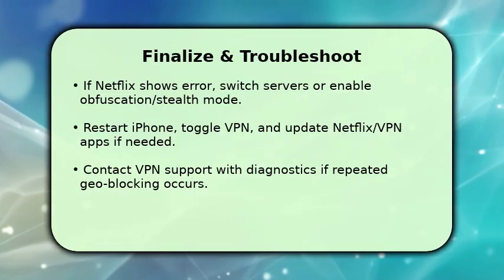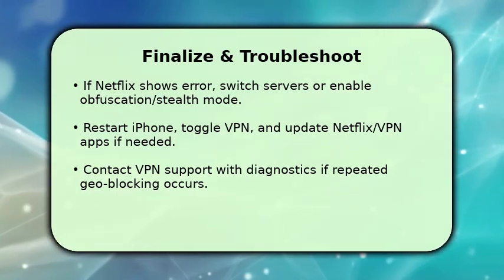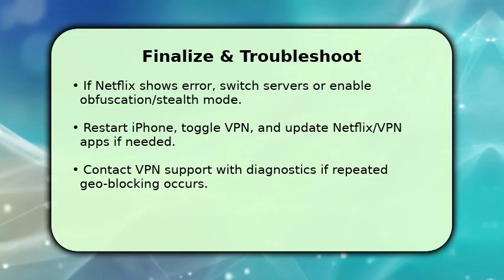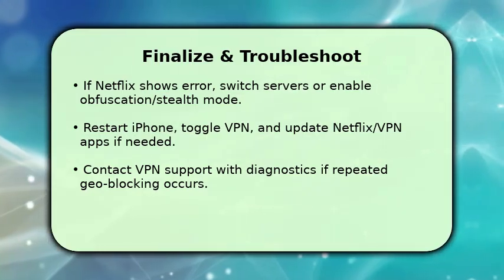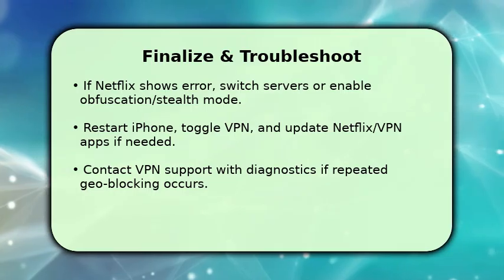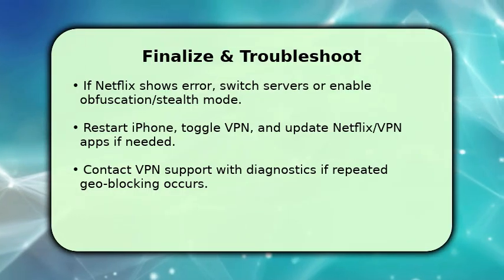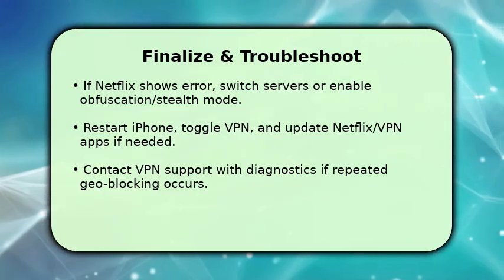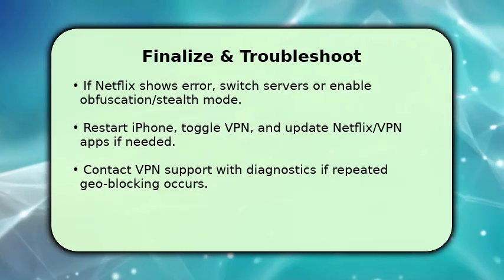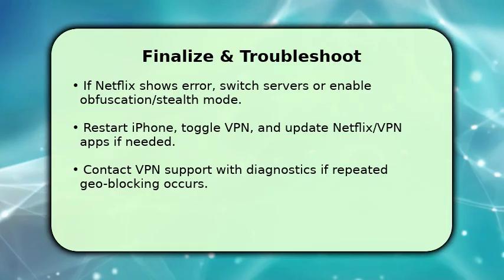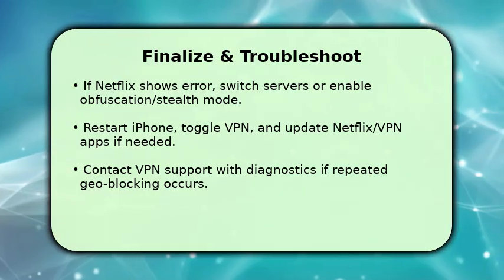If you hit the proxy error or content still appears local, switch to a different city server or enable obfuscation/stealth in the VPN app, because Netflix may block specific IP ranges. If problems persist, restart your iPhone, update apps, and contact VPN support with your connection log. They can provide specific servers that consistently work.